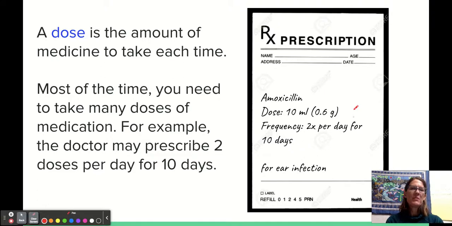And here's what a prescription might look like for amoxicillin. That's the medicine. And the dose is 10 milliliters or 0.6 grams, which would be dissolved in that. And that's, again, one time. And then the frequency means how often do we take this? 2 times per day for 10 days. And this one is for an ear infection.